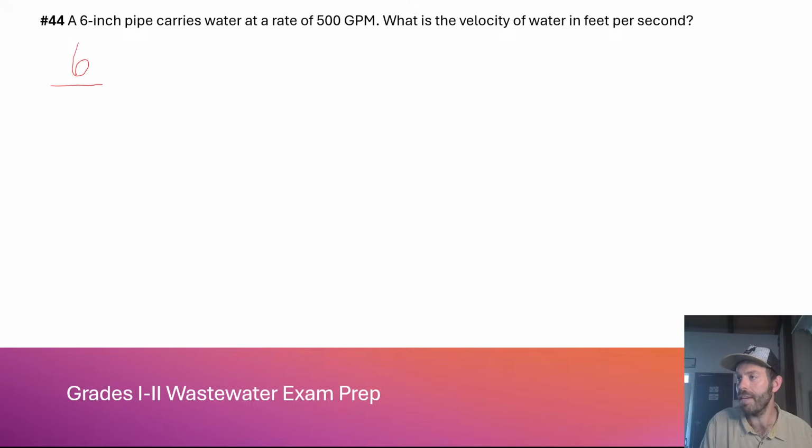6 divided by 12. Why am I doing this? Because I'll actually write it out a different way. I'm doing it kind of the fast way. 6 inches times 12 inches in 1 foot. This is how I write my conversion factors. Okay, this is the conversion factor method.